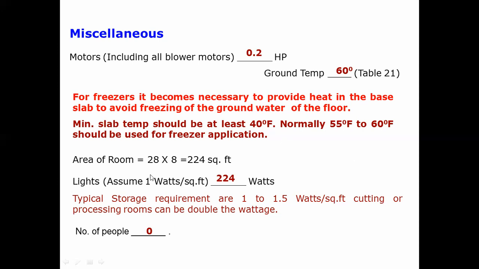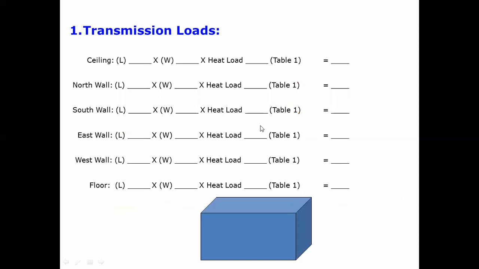Now, what we are going to do is the transmission load. The first one is transmission load. You know the formula of transmission load: Q is equal to area into heat load. We are going to find the transmission load of the ceiling, walls and floor. Here we are considering all the walls are exposed: ceiling, north, south, east, west wall and floor. We are going to find the area and its heat load.